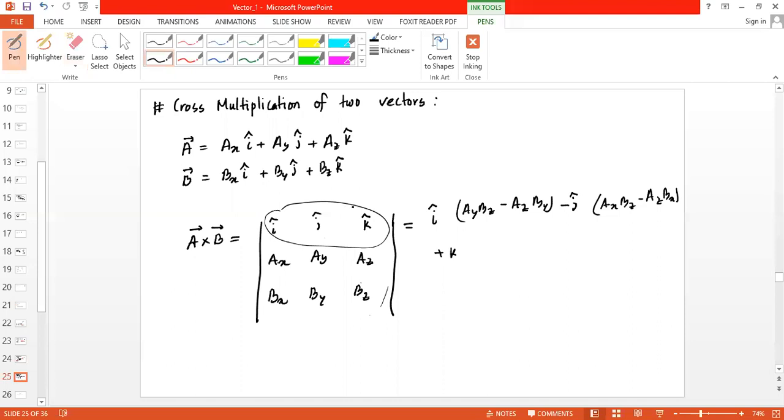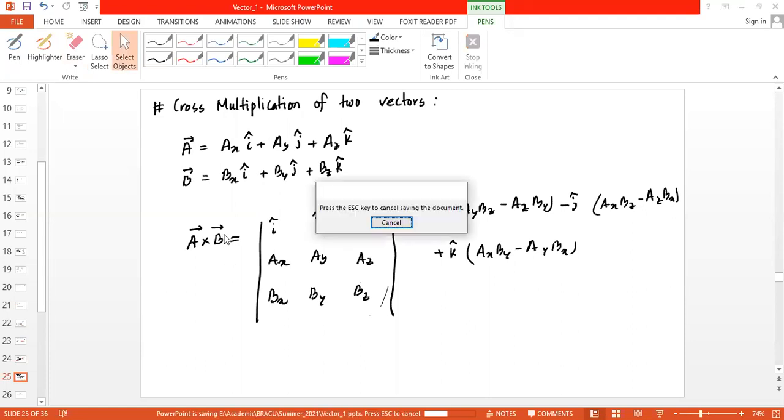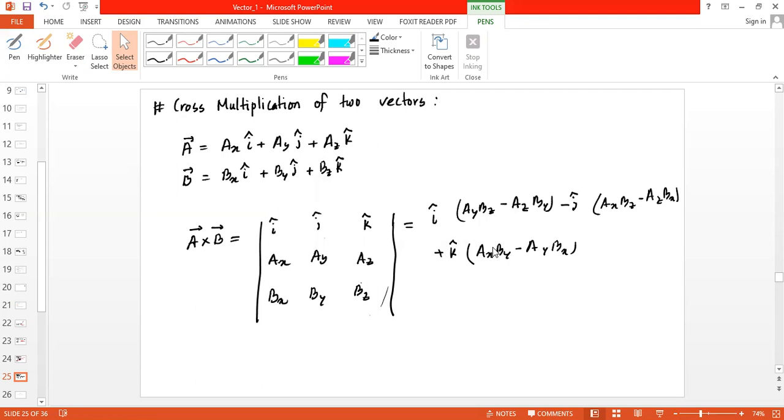For k again, we have to exclude this guy. Consider this 2 by 2 matrix. So for k, it would be ax by minus ay bx. Okay, so this is how we can find out the product of two vectors. This is how we can find out the product if two vectors are multiplied by a cross multiplication. Is it clear?